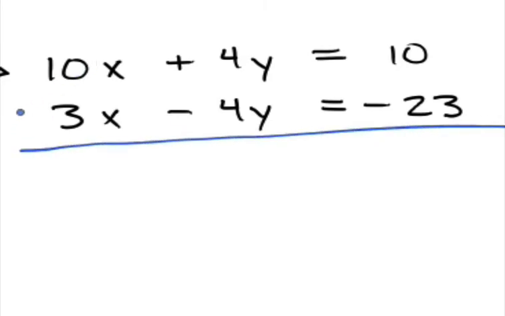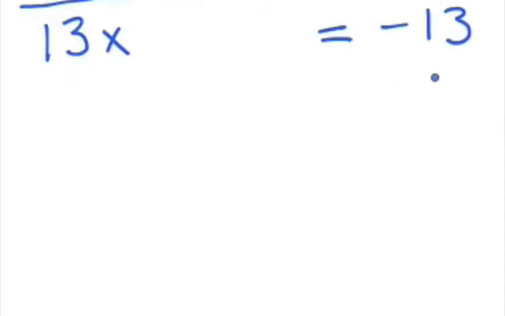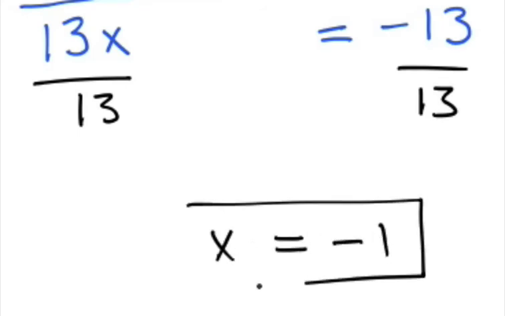So adding going down, I get 10 plus 3 is 13, and this is x. Positive 4y minus 4y is 0. 10 minus 23 is negative 13. And now I have an equation. Now that I eliminated, I have an equation with one variable, and all I have to do is divide both sides by 13. And I get x equals negative 1.